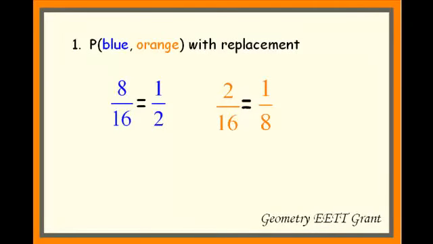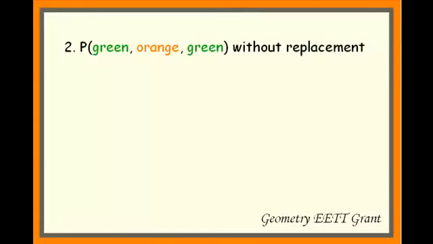So the probability of blue then orange, well, you multiply those probabilities together. So you do 1/2 times 1/8, and that is a total of 1/16. So out of every 16 times you try that, 1 time it will happen where you get a blue, then an orange. Now that's with replacement. Now let's do problem number 2.